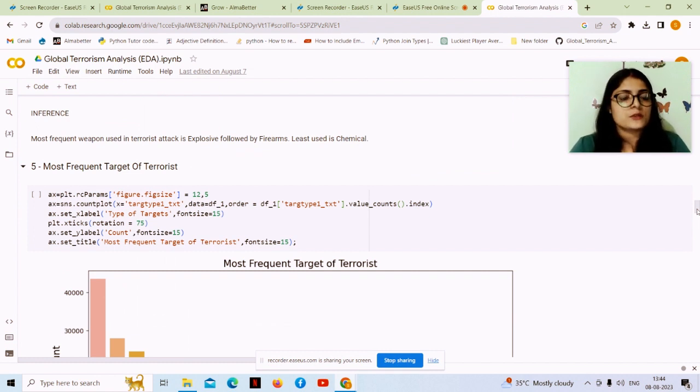Next, we will talk about the most frequent targets of the terrorists. That means, what are the prime targets of the terrorists?